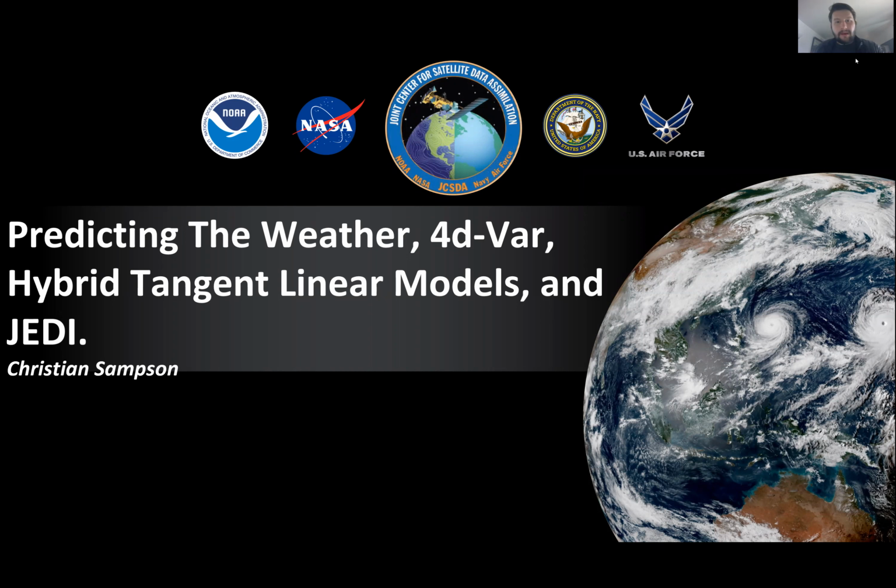So as Emmanuel said, I'll talk a little bit about weather prediction in general, how it's done, and show some examples. 4D VAR, which is a data assimilation method that typically produces the best forecasts today. Hybrid tangent linear models, which tie into 4D VAR and ease the burden of coding on 4D VAR. And then I'll talk about the JEDI project a little bit, what it is, how people could be involved as well, because it's certainly an open project that we want lots of people to contribute to.